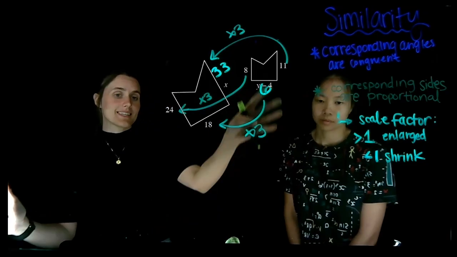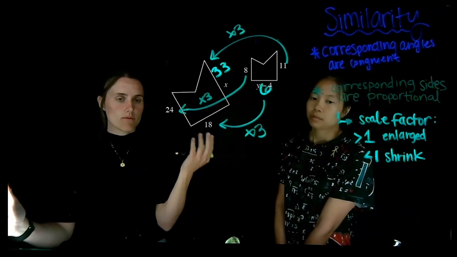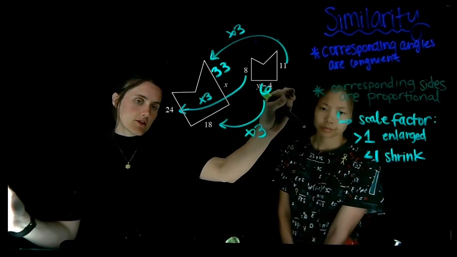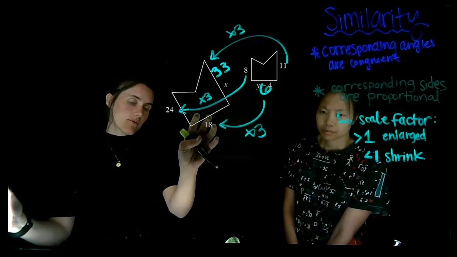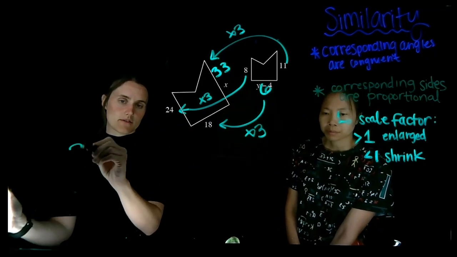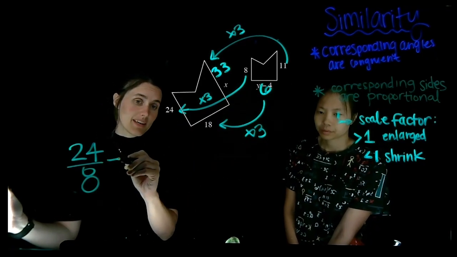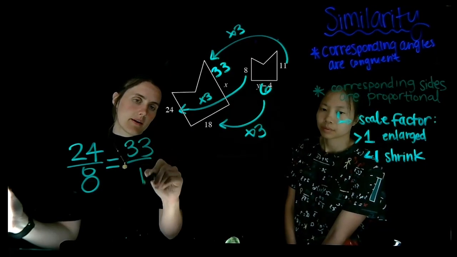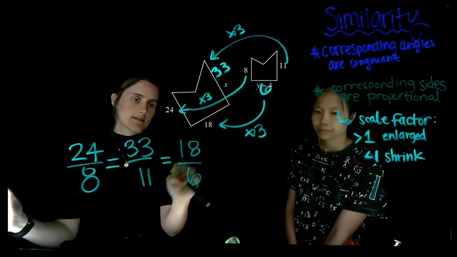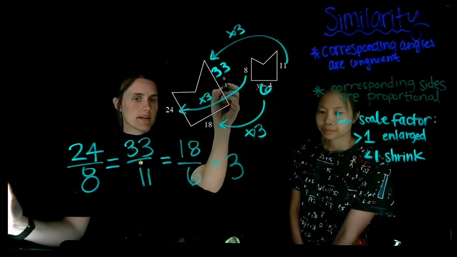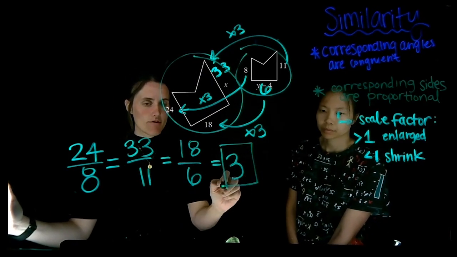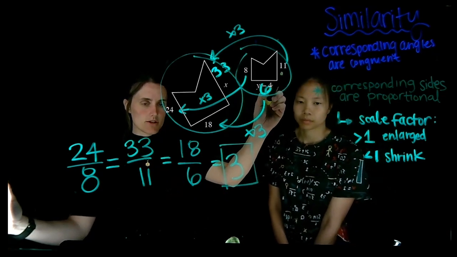And if it wasn't as easy to see with the numbers that we're given, we can also use proportions. If we want to figure out how to get from the smaller shape to the bigger shape, then I need to take whatever number I have in the bigger shape and divide it by the number in the smaller shape. So I could say 24 divided by 8 is going to be equal to 33 divided by 11, which is going to be equal to 18 divided by 6. And all of these are equal 3. So my bigger shape is 3 times bigger than my smaller shape. So 3 is my scale factor that takes me from this smaller shape to this larger shape.